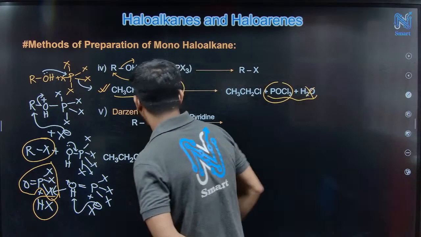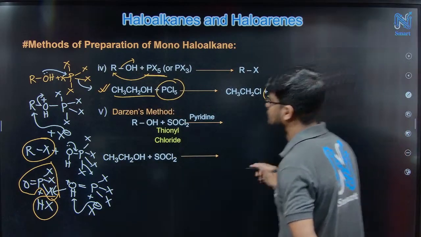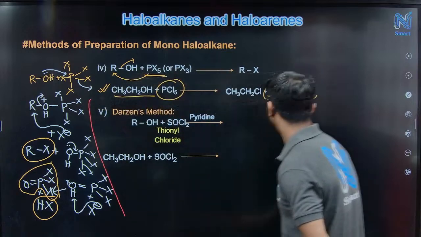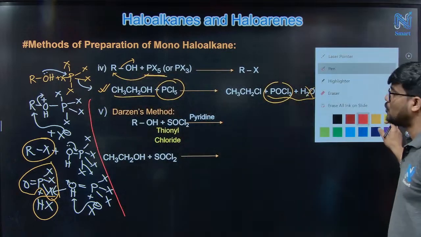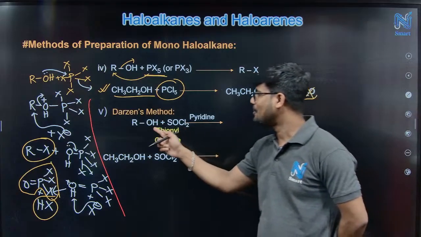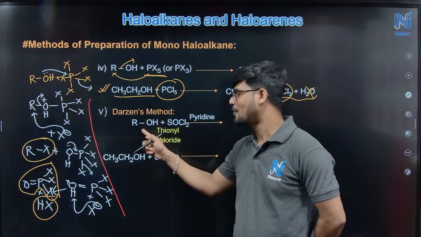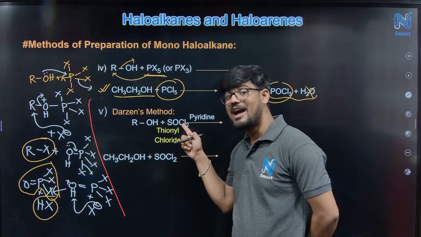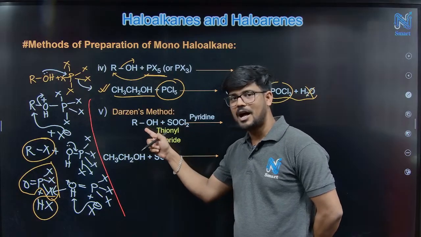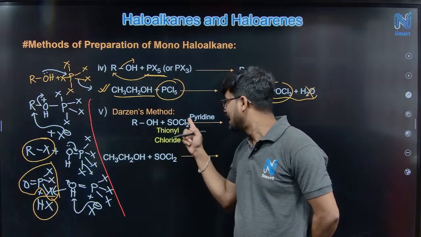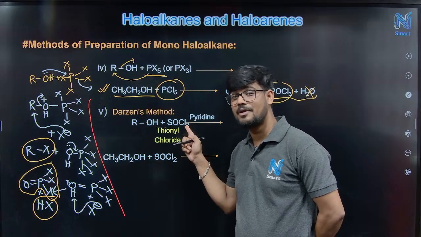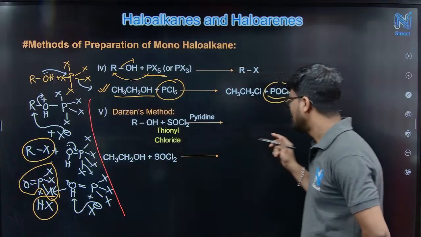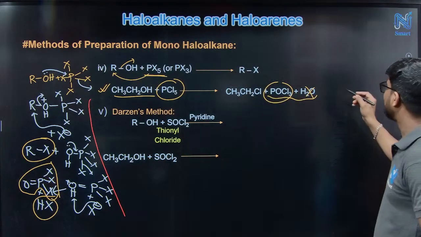Let's make a borderline. Okay, so what will be the mechanism? From ROH we are going to get RCl, since Cl is there. SOCl2 is a source of Cl, correct? What will be the mechanism? Can you guess this mechanism?